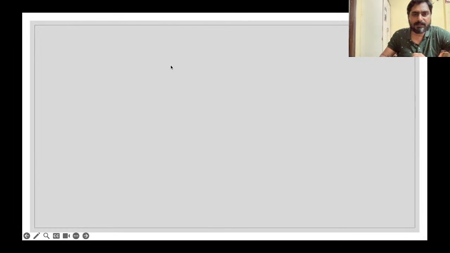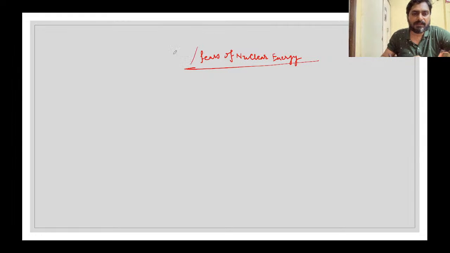So, the fears of nuclear energy. We have seen some of the merits of nuclear energy. Let us see the fears of nuclear energy. In this part we are going to see what the challenges of nuclear energy are, the fears of nuclear energy, or basically arguments in a debate, arguments against nuclear energy.